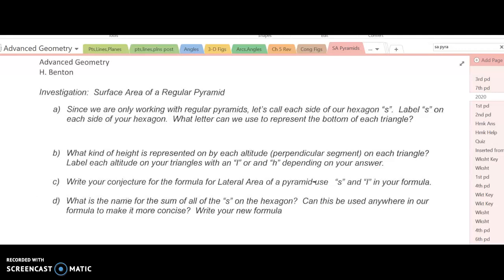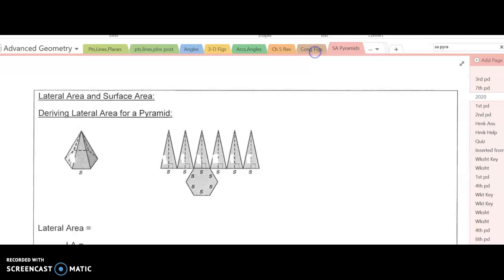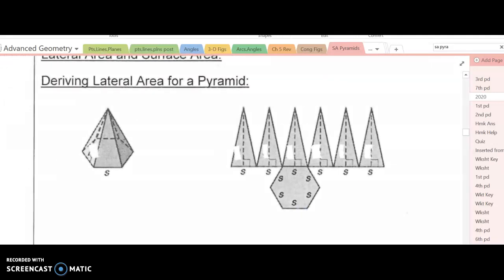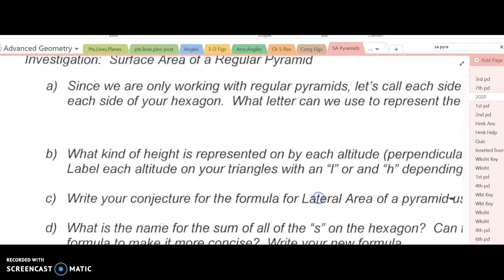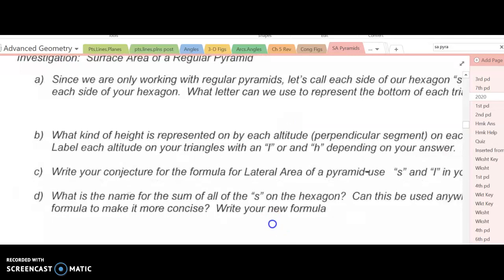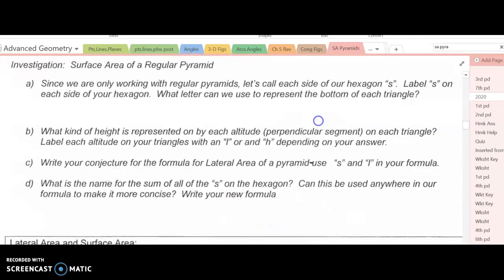So in this investigation about the formula for the surface area of a regular pyramid, this shortcut is what we're looking for. We're going to be looking at this net here, and we're going to start with just trying to figure out the lateral area. Our first instruction is, since we are only working with regular pyramids where all sides are equal, remember that's what the word regular means, all sides equal, or congruent technically.